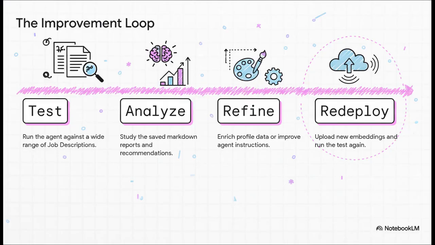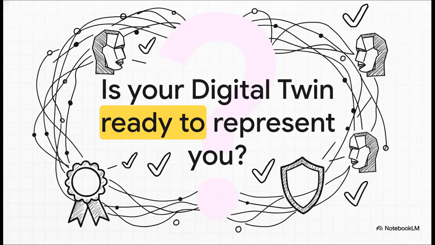You test it against real-world job descriptions, you study the output, and you figure out what needs to be improved. Sometimes it's about enriching your data, other times you might need to tweak the agent's instructions. Just remember, a truly powerful AI depends way more on the quality of its data than on the initial code you wrote.